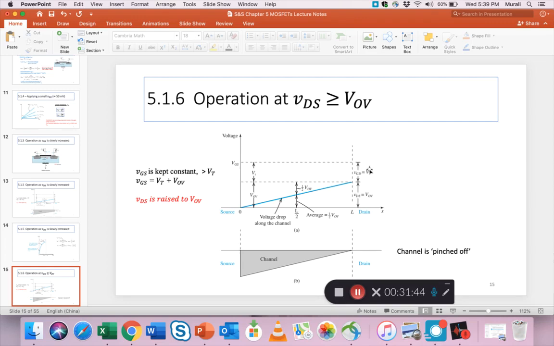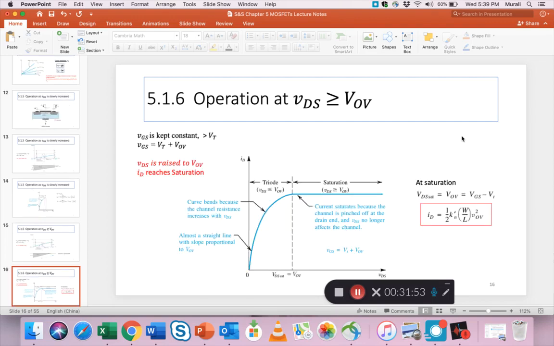Then what happens to the remainder? That becomes VT, but we'll come to that later. Okay, so you can see this. Now here's an interesting graph that again tells us what is happening to the current depending on how you increase the voltage. As the voltage on the drain is increasing, we saw this region called the triode region. Now we enter something called the saturation region.